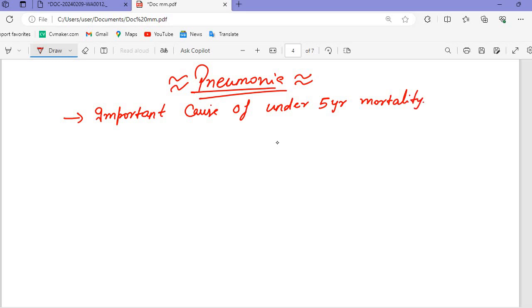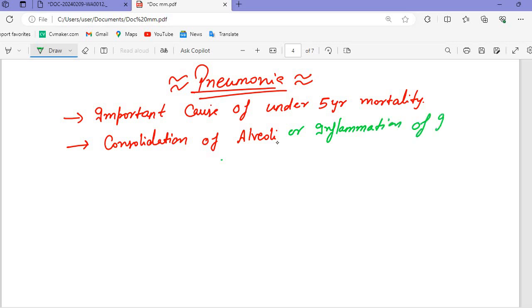So what happens in pneumonia? There will be consolidation, meaning one lobule will be gone. So there is consolidation of the alveoli, or there will be inflammation of the interstitial tissues. What is interstitial, or what is intra?